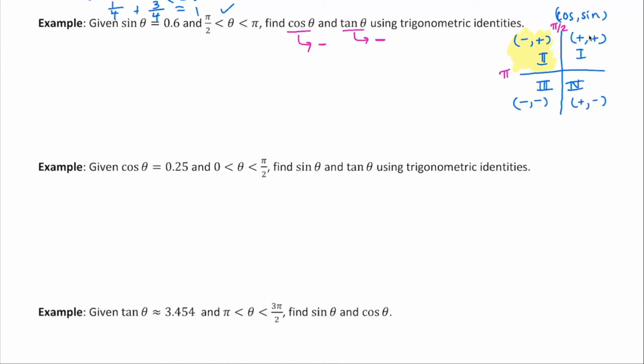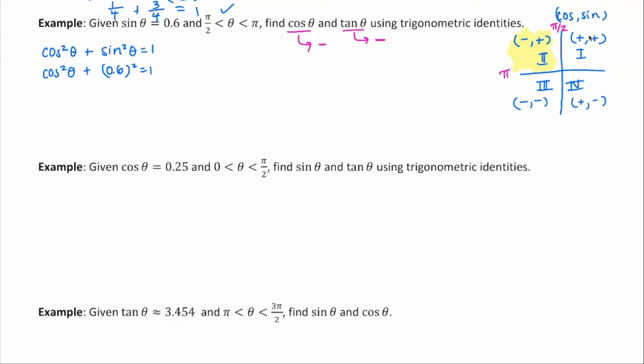So now let's go ahead and solve. We are given this value that sine is 0.6. So what we can do is plug that into our Pythagorean identity, and we can say cosine squared theta plus sine squared theta equals 1. But now I'm going to replace sine with 0.6 squared, and we're solving for cosine.